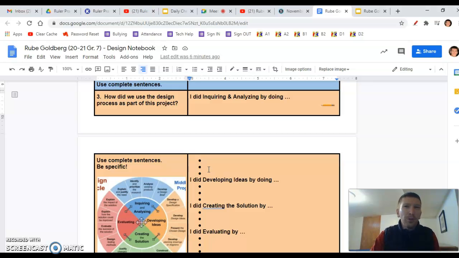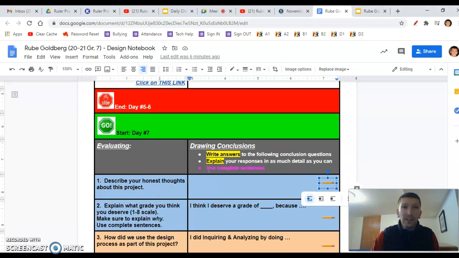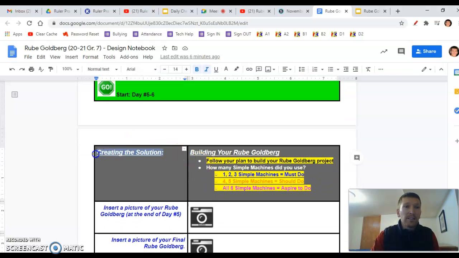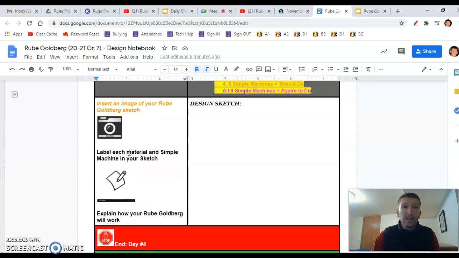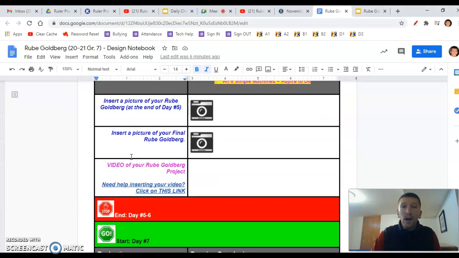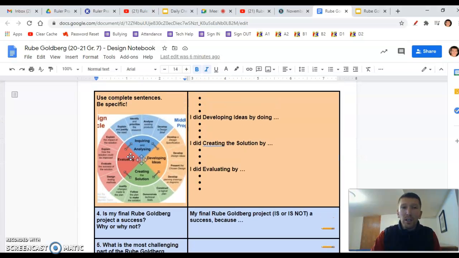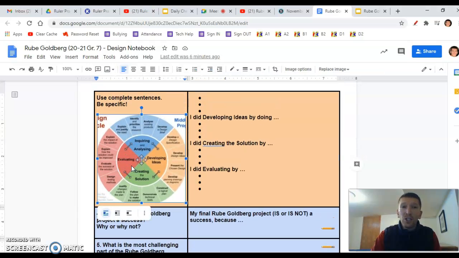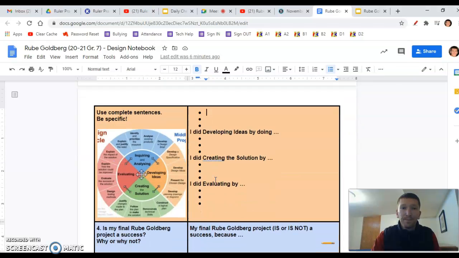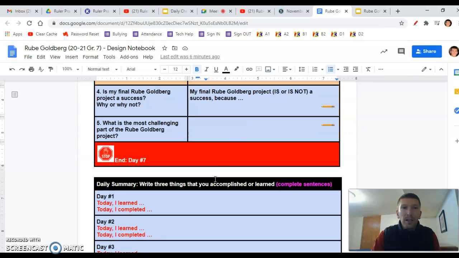And if you don't remember what those things are, up above in your design notebook, you have headings that says creating the solution, that's part of the design process. Developing ideas, that's part of the design process. So when you go down and answer this question, you should have something for each of these components to the design process, and you'll write them in for the bullet points next to it. The fourth question, is your final Rube Goldberg project a success?